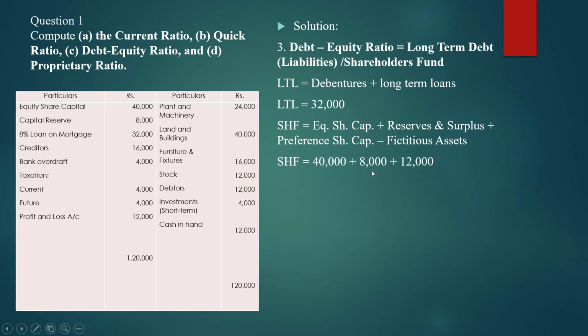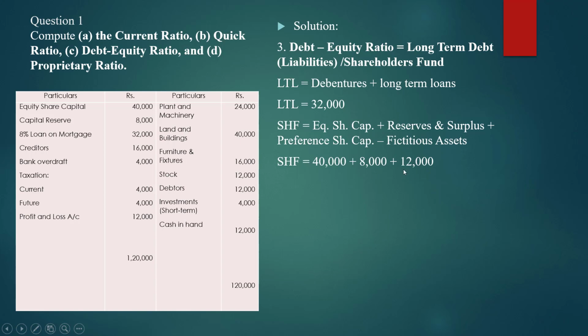First we have equity share capital. We have to check whether we have equity share capital in the question. Yes, we have 40,000. So 40,000 equity share capital plus reserves and surplus. Do we have reserves? Yes, we have capital reserve, that is 8,000. So we'll put up 8,000. Preference shareholders, do we have preference shareholders? We don't have any preference shareholders. Minus fictitious assets, we don't have any fictitious assets here, so we don't have to subtract any.